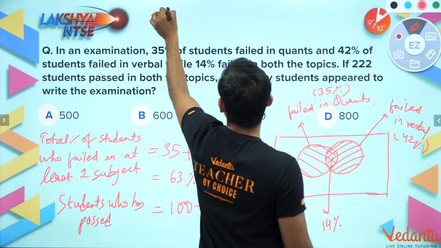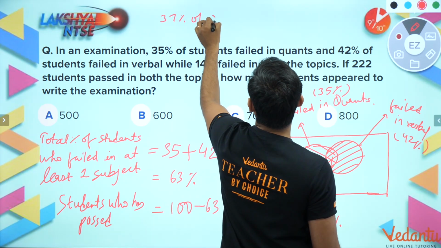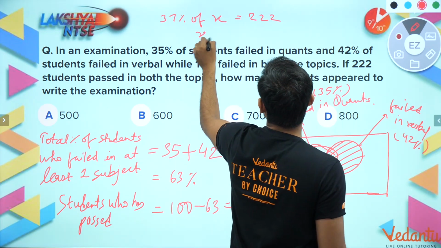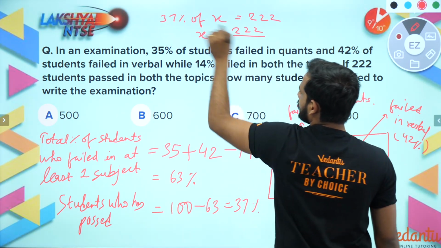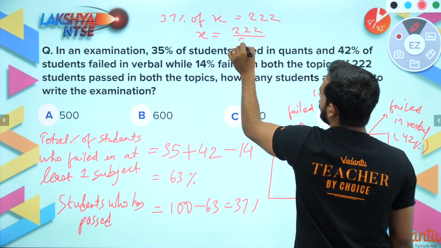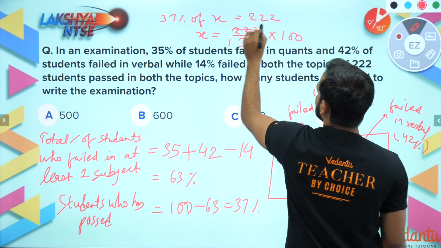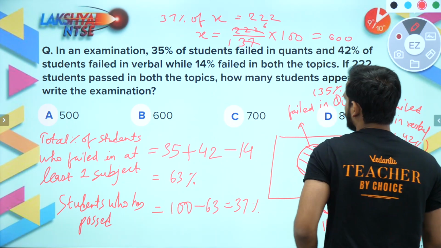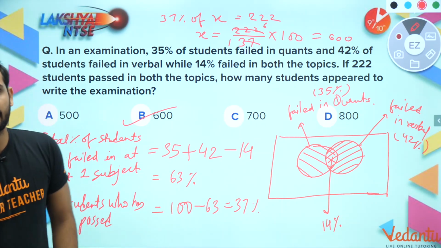So let us say total students are X. So 37% of X is equal to 222, right? So X will be 222 divided by 37 by 100. So 37 here and into 100 here. This is 37 sixes, this is 37 times 6. So which is 600 students. Where is 600? Option B is the correct answer. Option B is the correct answer.